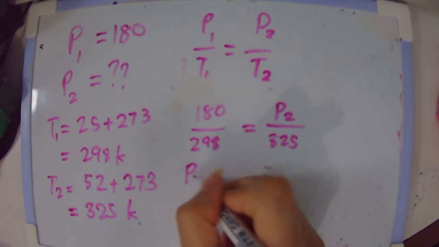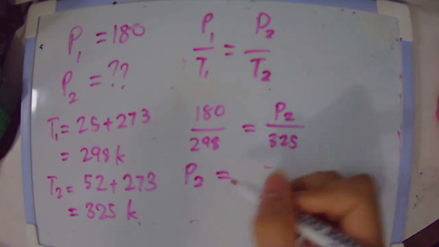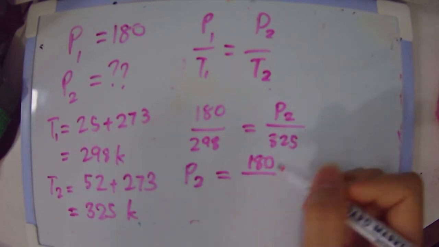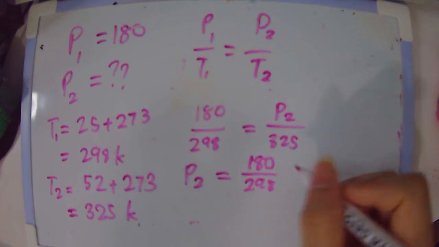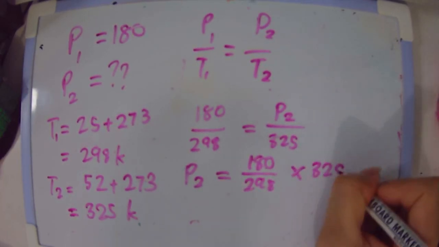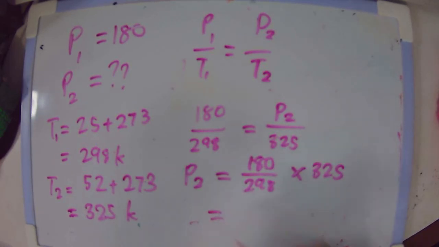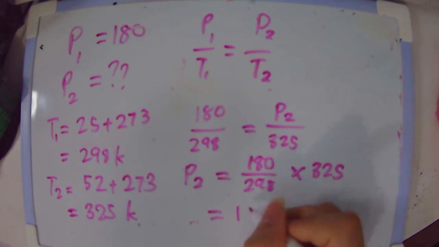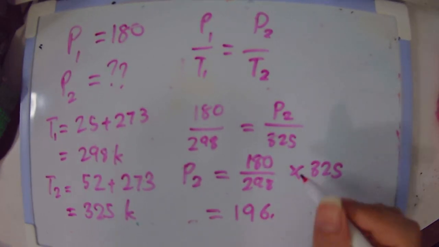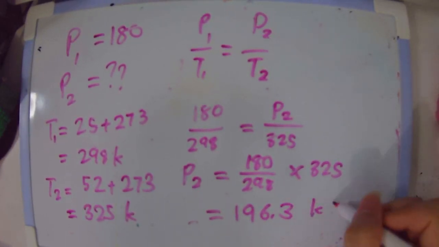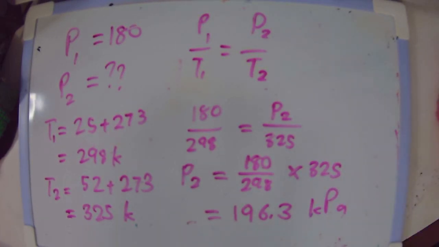So if we were to rearrange the formula, this is what you would get. You could also write it like this. You'd still get the same answer. And you get a total of 196.3 kilopascals. So those are all the three different formulas that you could possibly use. So there's Charles' law, there's Boyle's law, and there's Gay-Lussac's law.